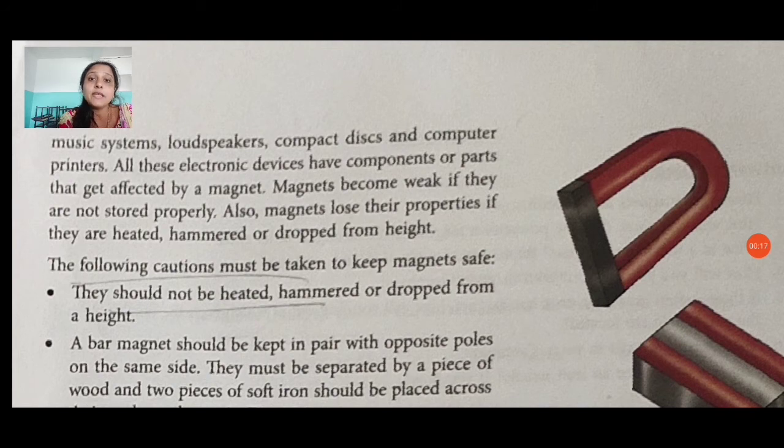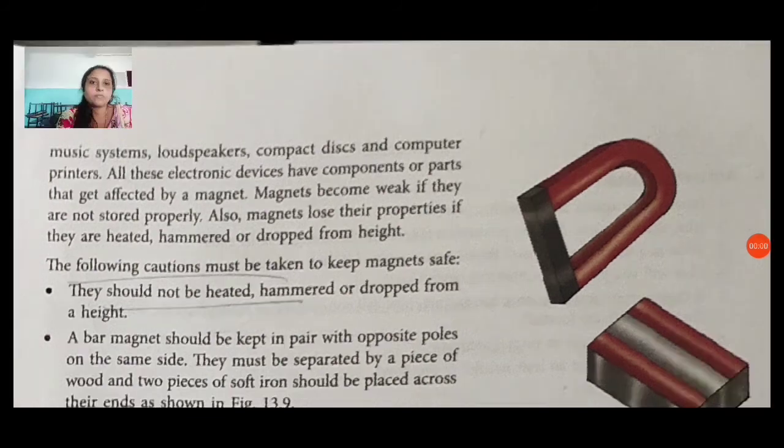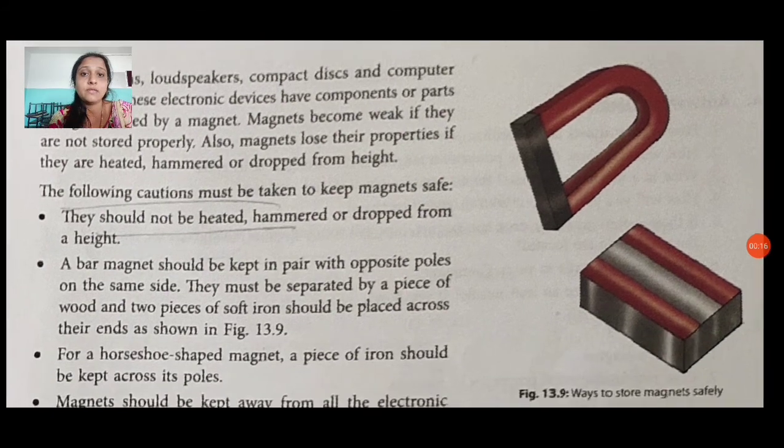Magnets become weak if they are not stored properly. Also, magnets lose their properties if they are heated, hammered, or dropped from a height. The following cautions must be taken to keep magnets safe. They should not be heated, hammered, or dropped from a height. We can take care of these things.